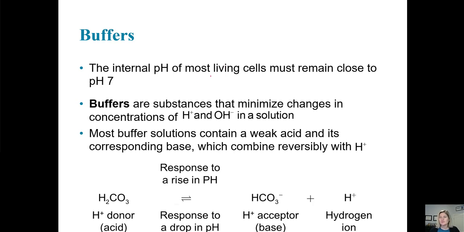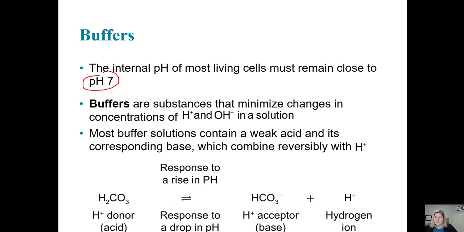So most living cells, we like to be around a pH 7. But we're constantly inundated with different ions and things like that that are going to change the pH. So we need to have buffers that help stabilize or minimize those changes. Most buffer solutions contain a weak acid and its corresponding base. So there's going to be some hydrogen ions, for example, in there, and some hydroxyl.